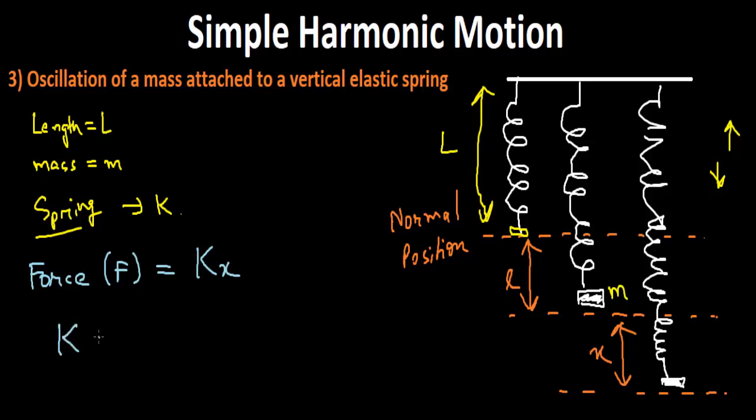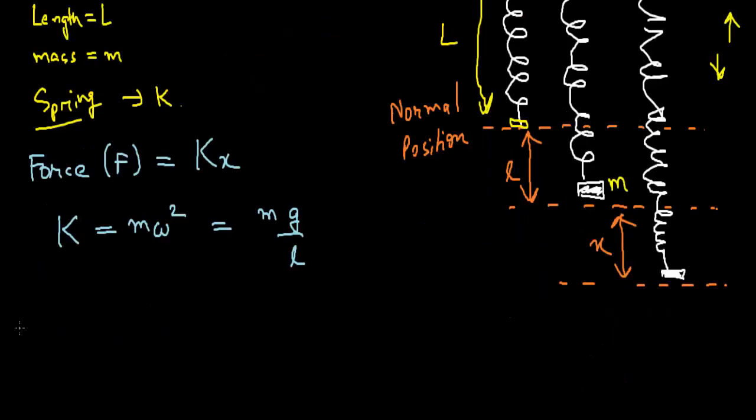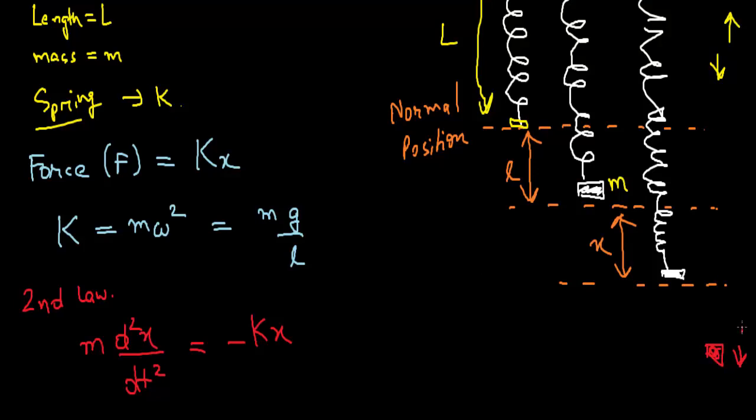And now K will be m omega square, and omega square we are breaking it as m, this is m, and g upon L. So from Newton's second law, we can say that ma, that is acceleration, and we are writing in differential form, so d2x upon dt2, equals minus k of x. This negative sign indicates that the force is in upward direction, because gravity pulls it down, but we are intentionally making it go up, so that is the negative direction.